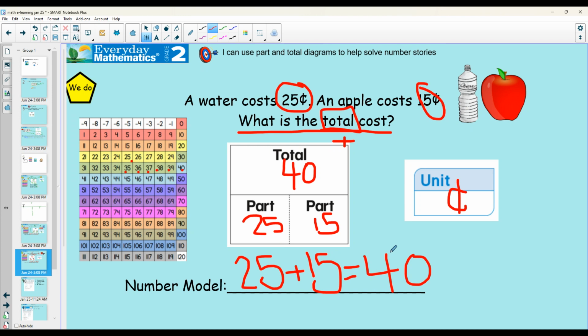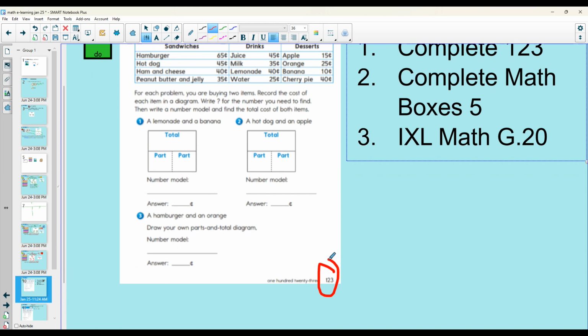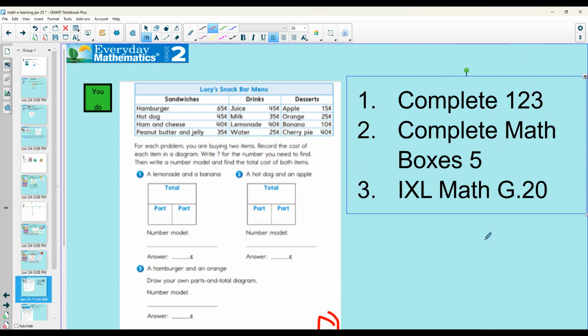All right. Here is what I need you to do. Okay? I need you to get out your book, your math journal, and then I need you to do page 123. I need you to tell me by using this chart.